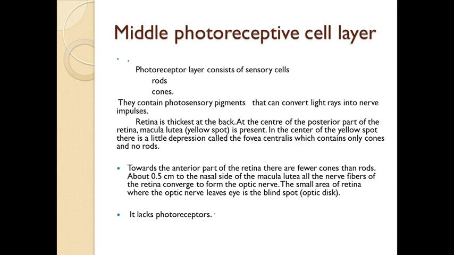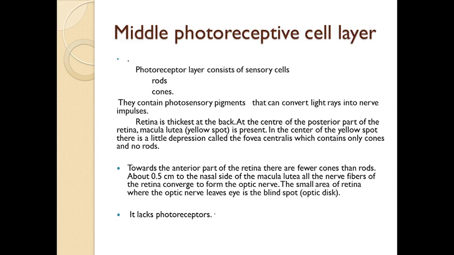Towards the anterior part of the retina, there are fewer cones than rods. That means the lateral portions of the retina contain more rods than cones. About 0.5 centimeters to the nasal side of the macula lutea, all the nerve fibers of the retina converge to form the optic nerve. The small area of the retina where the optic nerve leaves the eye is the blind spot or the optic disc. So the blind spot is a small area of the retina where the optic nerve leaves the eye, and it lacks photoreceptors.